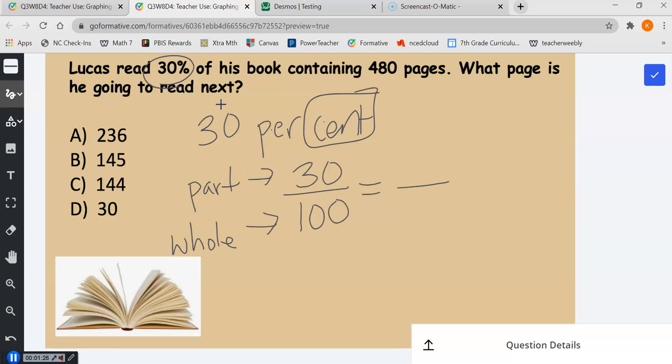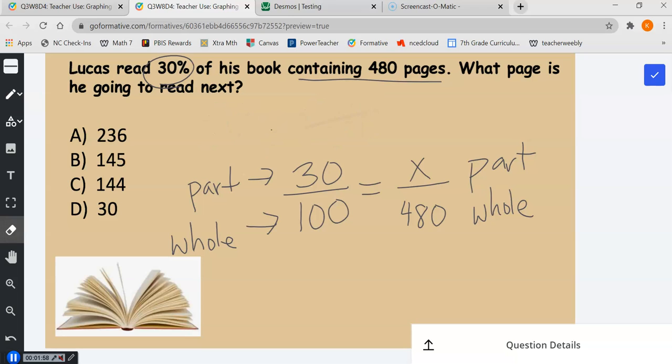Then I need to figure out if I have been given the part or if I have been given the whole. So I look back at the problem. Lucas read 30% of his book containing 480 pages. So we are being told that his entire book, the whole book, is made up of 480 pages. So we are being given the whole, and we are being asked to find the part. So I'm just going to put a variable in for the part. And a variable is just a symbol that represents a number.